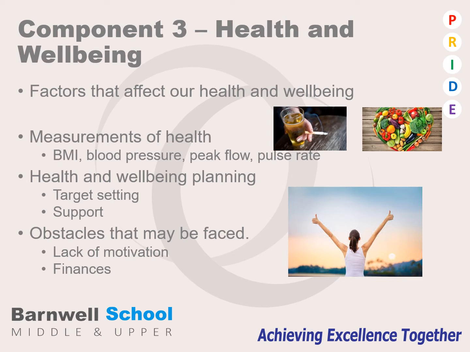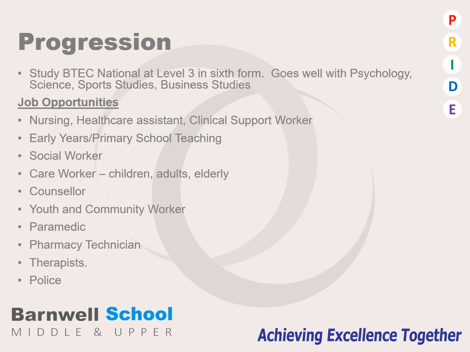Component 3 is the exam component. It's called a synoptic component because it brings together themes from the previous 2 components. So we look more again at things that can affect our health and well-being. We look at measurements of health, and then students are required to start looking at health and well-being planning. How can you advise somebody who may have a number of health issues on how to improve, and what possible obstacles prevent people from following these plans?